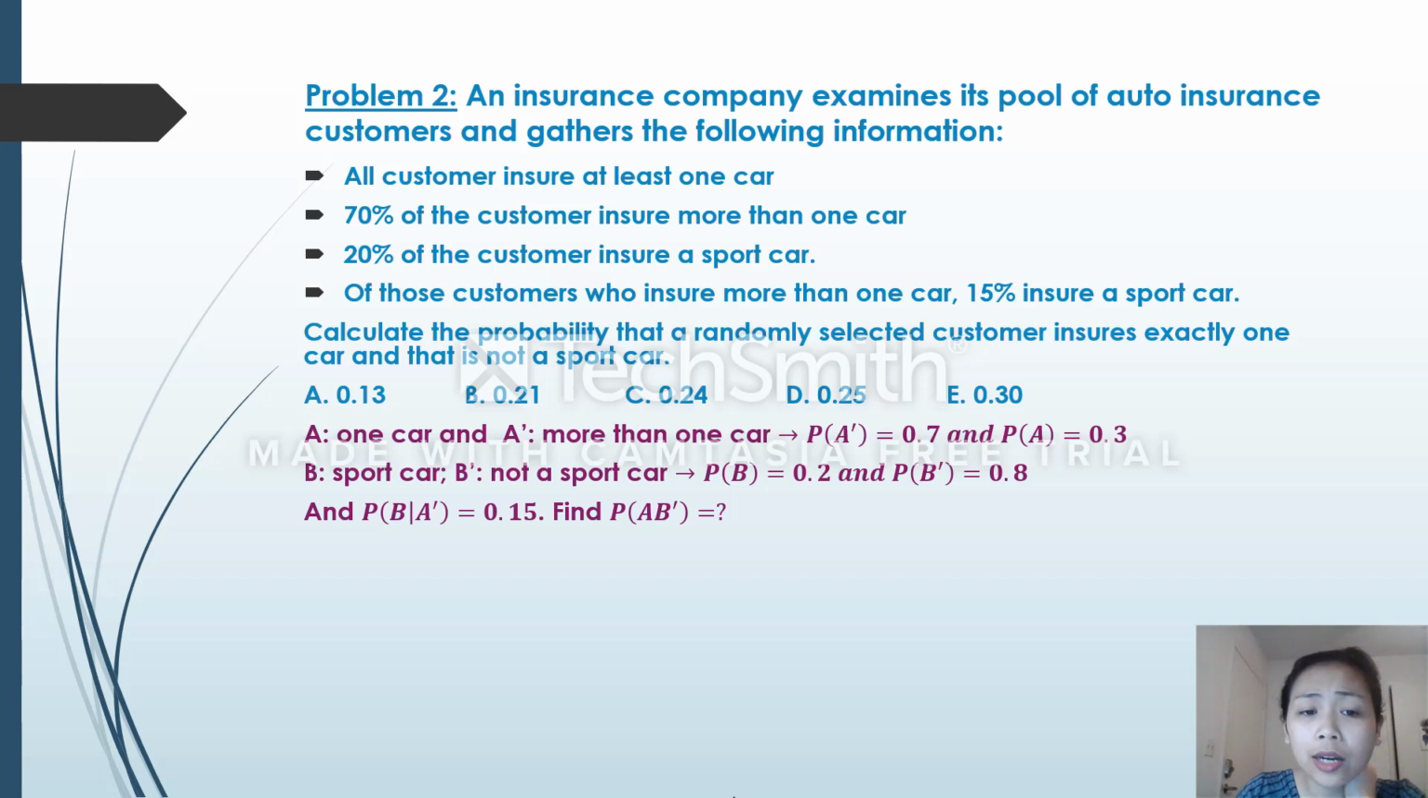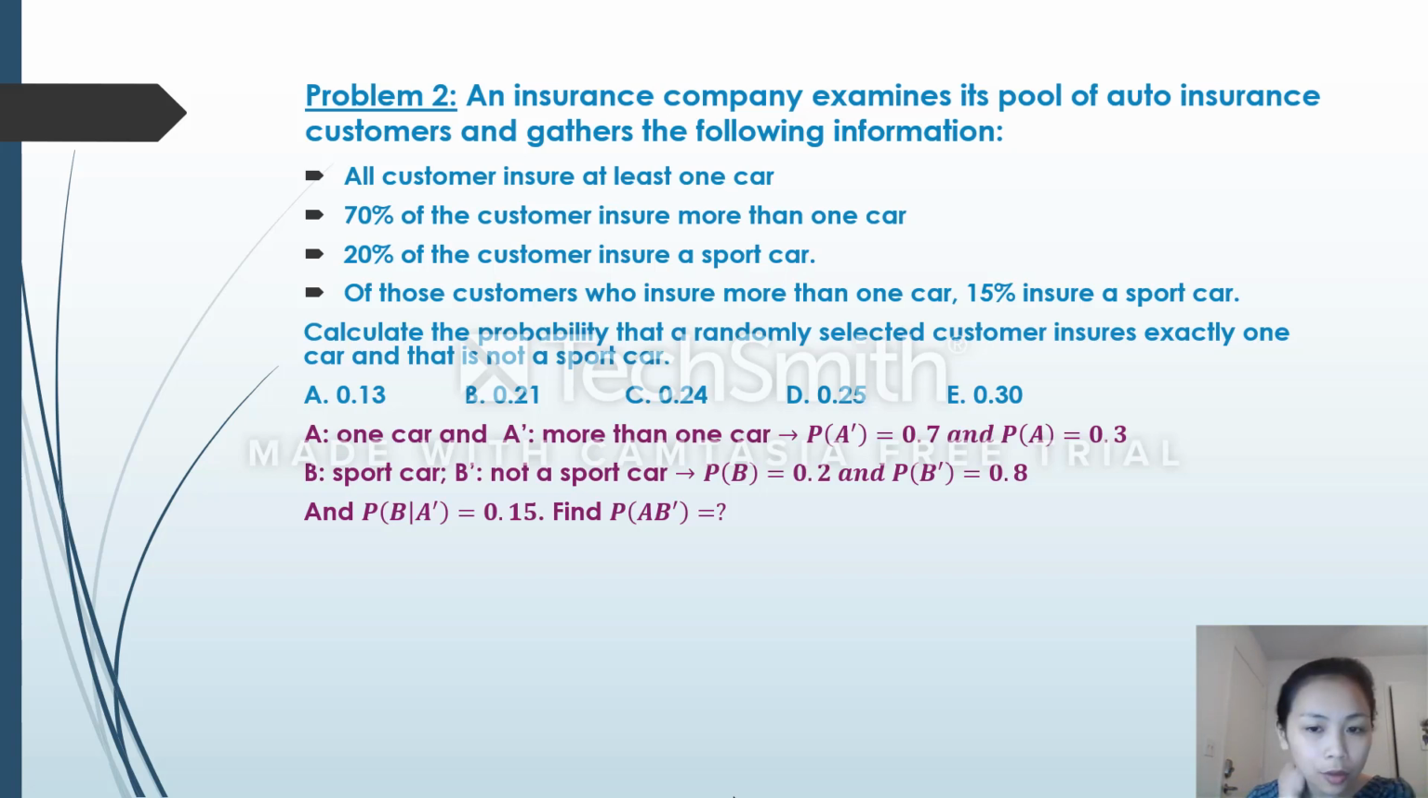The question asks us to calculate the probability that a randomly selected customer insures exactly one car and that it is not a sport car. That means probability of A and B prime, where A means insuring exactly one car and B prime means insuring a car that is not a sport car. So that's how we mathematically model the question by notation.